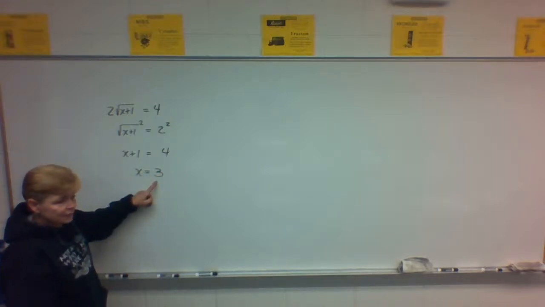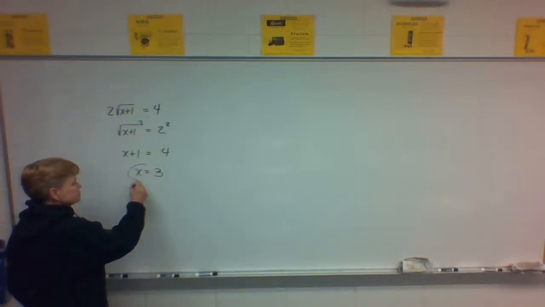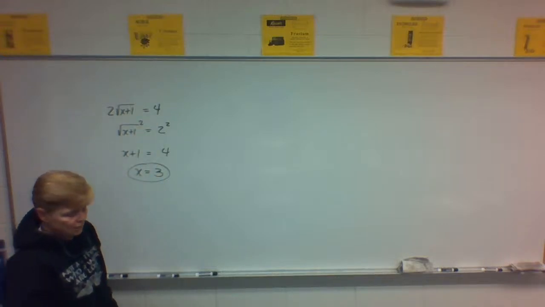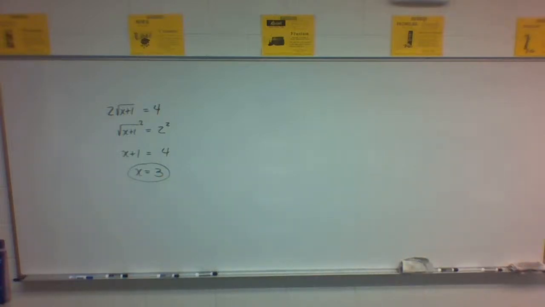But you need to check it in the original. This is 3 plus 1 is 4. And the square root of 4 is 2. And 2 times 2 is 4. So we'll keep it. It's a good one. Good solution. Didn't cause any problems. So it doesn't equal 4, it equals 3? X equals 3. Oh, okay.